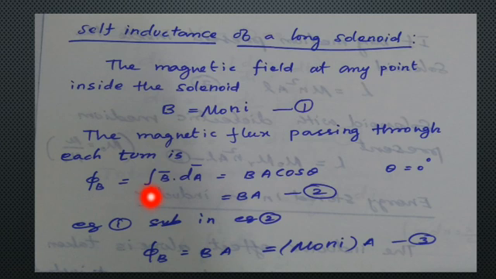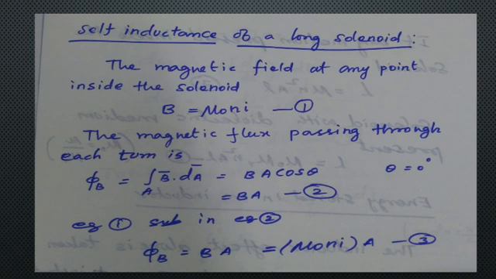Here A is taken as the area of cross section, the entire area. Therefore B A cos theta. This is the magnetic flux formula. Theta is taken as 0 degrees, so cos 0 is equal to 1. Therefore the magnetic flux is B into A. This is equation number 2. Now substituting equation 1 in equation 2, you will get phi B equal to B into A, that means mu naught n i into A. This is equation number 3.